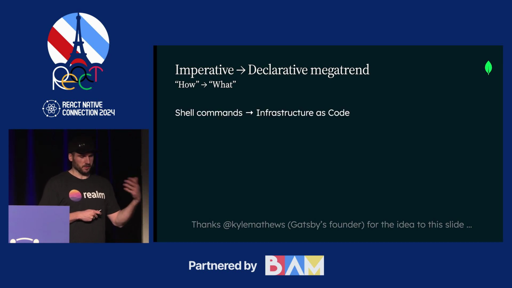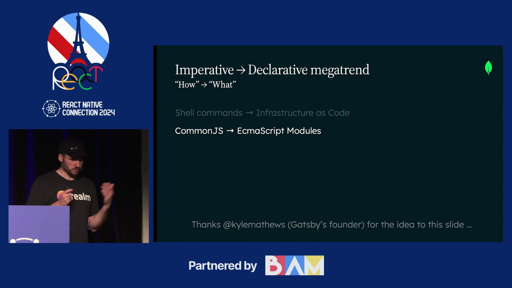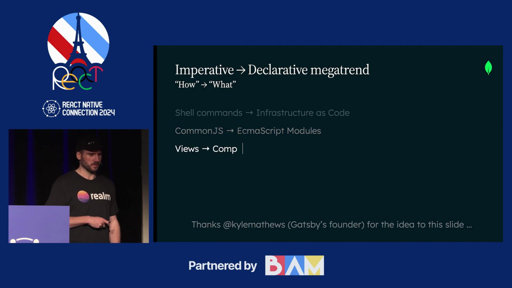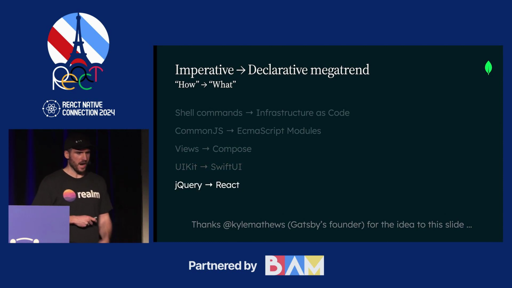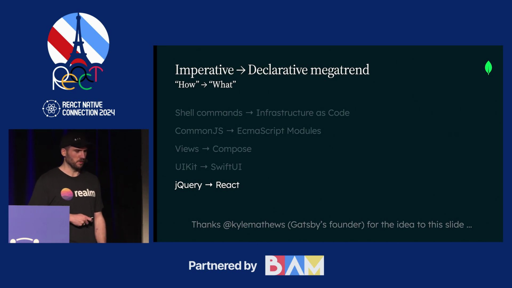I'm going to go through a few examples of this. One of them is server configuration. We see going from shell commands to more infrastructure as code using Terraform configs or Kubernetes, for example. Also, JavaScript module systems going from inline require statements to the more declarative ECMAScript modules. On Android, going from the views object-oriented paradigm to Jetpack Compose, or on iOS, UIKit to SwiftUI. We used to write jQuery, where we would find an element and change some property, like the text inside the element, to a more declarative approach, which we all know and love.